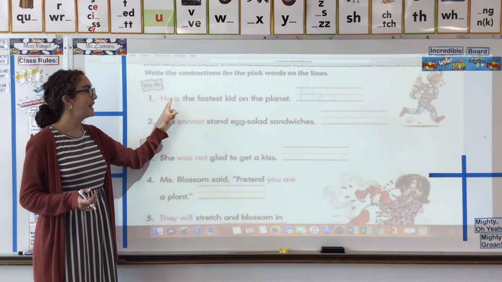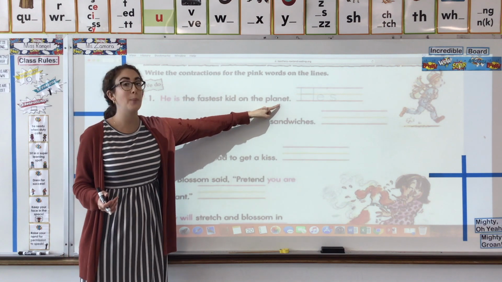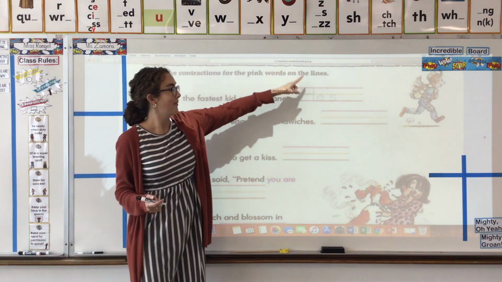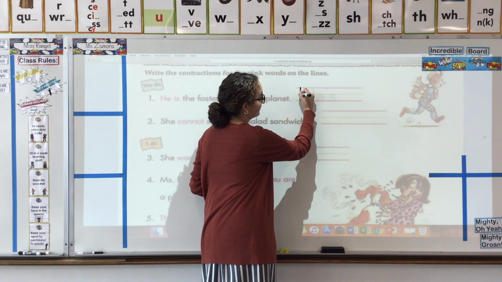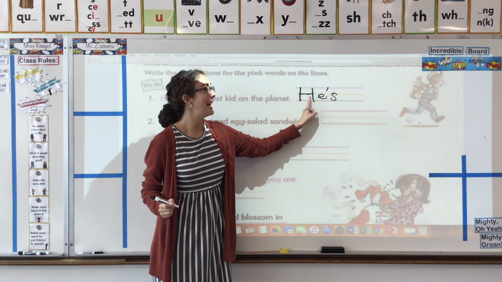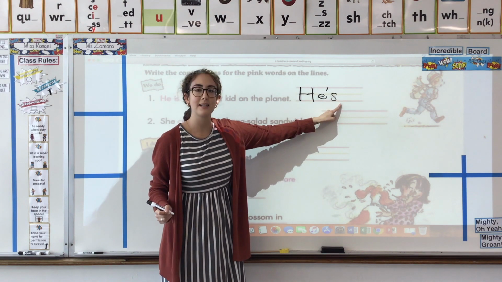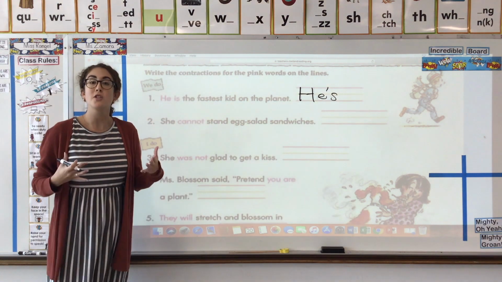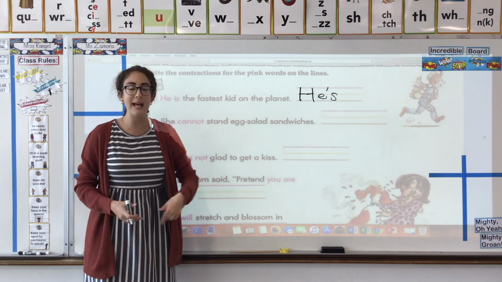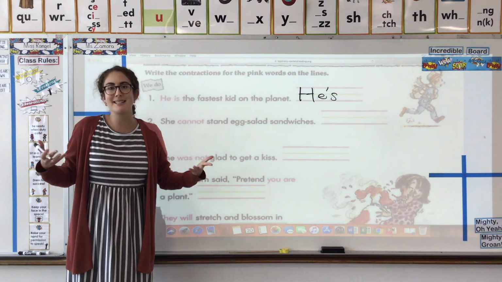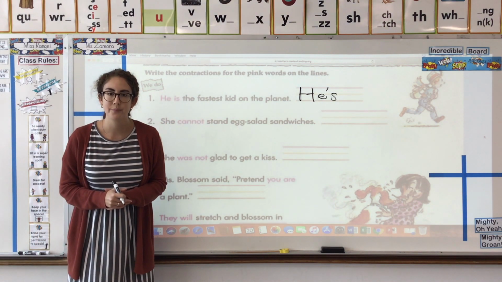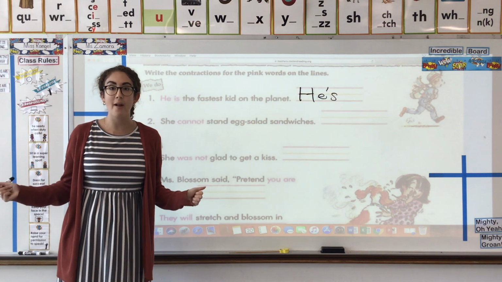He is the fastest kid on the planet. How can we write the sentence using a contraction? Can you trace it in right here? What would it be? How do we say this? He's. Remember that Z sound? So now we can read this as, he's the fastest kid on the planet. That sentence means the exact same thing. We just turn these first words into a contraction. Okay, so this is what we're going to work on this page.